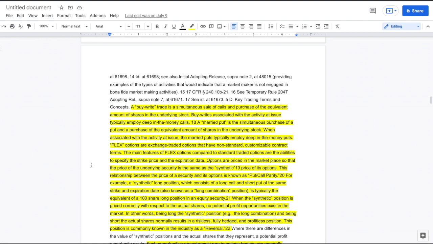Options are priced in the marketplace so that the price of the underlying security is the same as the quote-unquote synthetic price of its options. This relationship between the price of the security and its options is known as the put-call parity.